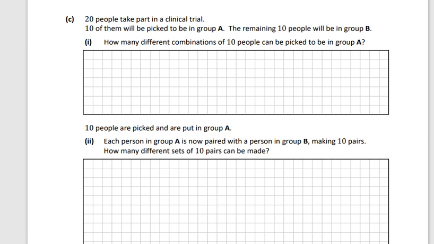Right, this one then is just how many different combinations of 10 people can be picked in Group A. So you have 20 people and you're choosing 10 from it. So it's just 20 choose 10. And you can use that nCr button. So 184756.